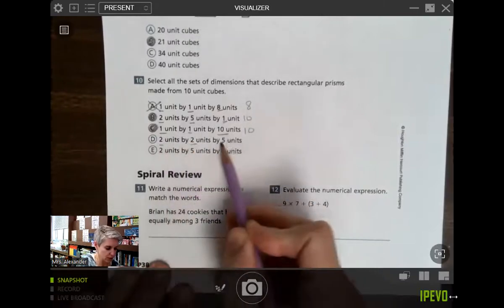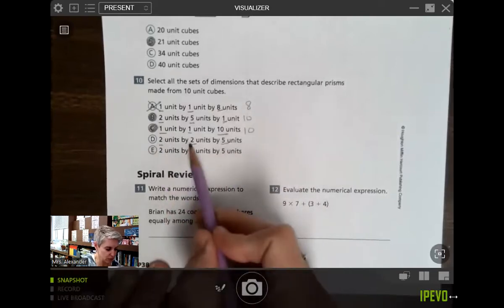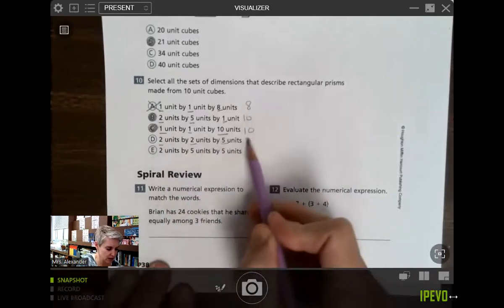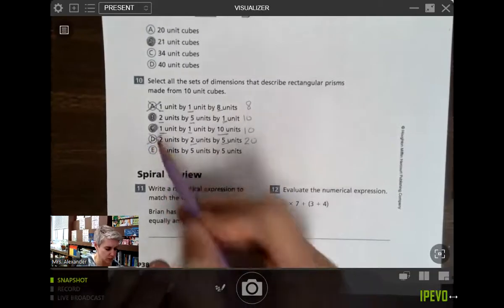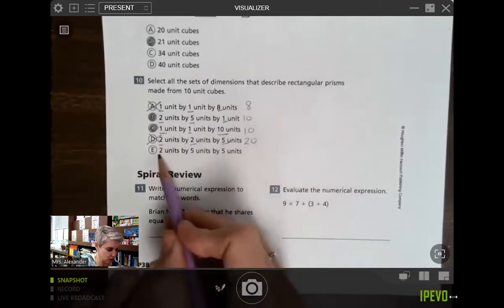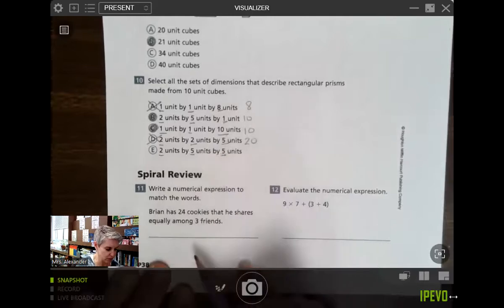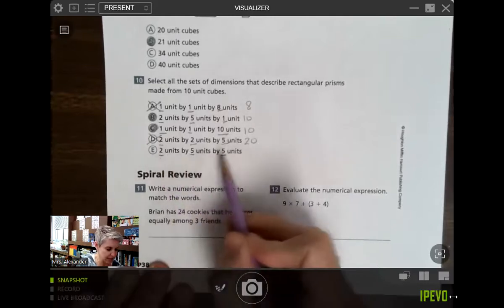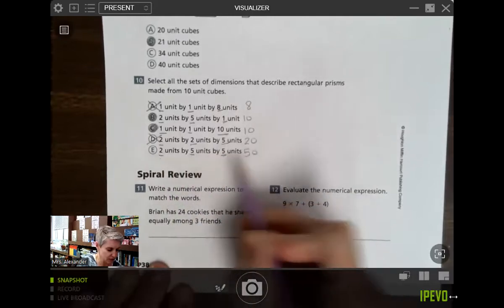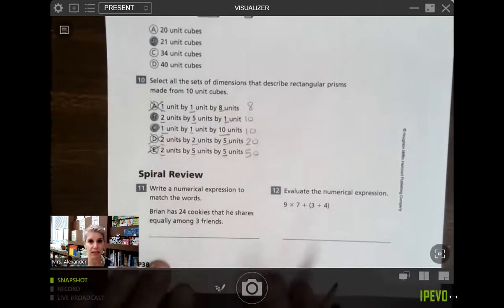2 times 2 times 5. 2 times 2 is 4, times 5 is 20. And that's no good. And 2 units by 5 units by 5 units. 2 times 5 is 10, times 5 is 50. So our answers there would be B and C.